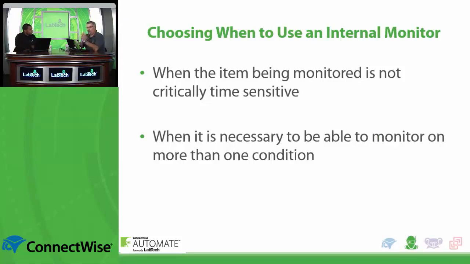When the item that's being monitored is not critically time sensitive. So if you look at that frequency for the schedule, well, the schedule can only send stuff as frequently as once an hour. I can't have a scenario where I've got critical web services on a web server and the web services are down for an hour. That's not going to work, right?